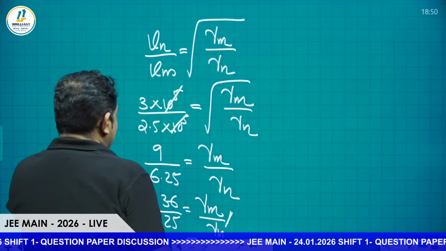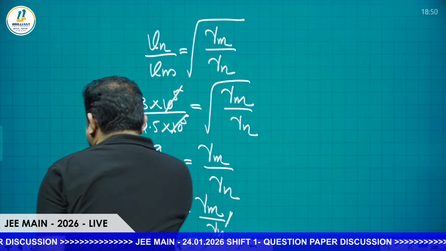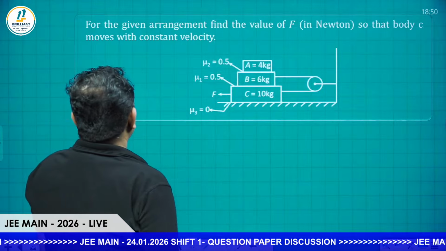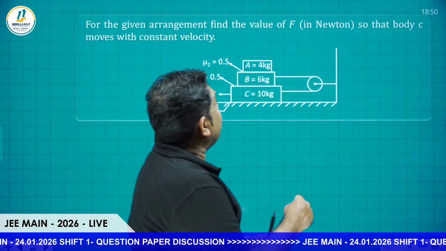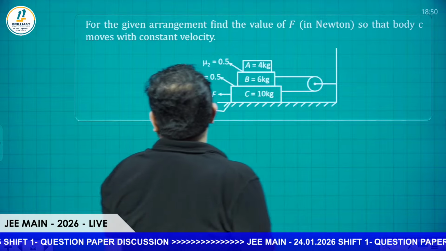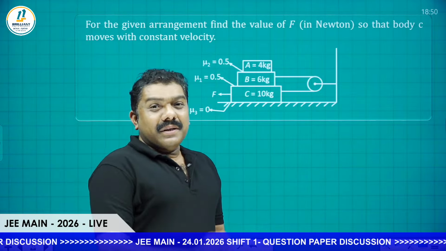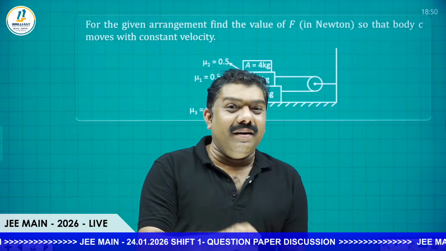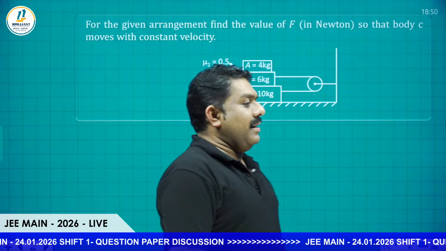Okay, now. So we can say 36 by 25 is Rm by Rn. Okay. Now the next question, look. For the given arrangement, find the value of F in Newton so that body C moves with a constant velocity. So here it is a numerical question, you see, an integer type question. So we are going to answer correctly.